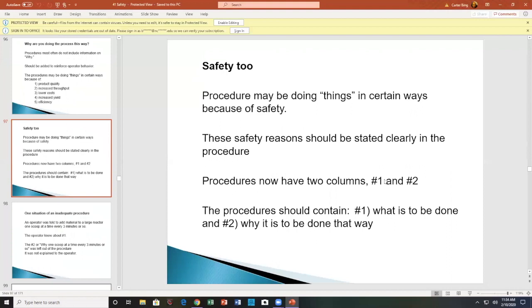A procedure should have two columns: what is to be done, and why it has to be done this way. What is to be done and why is it done this way? Big item.